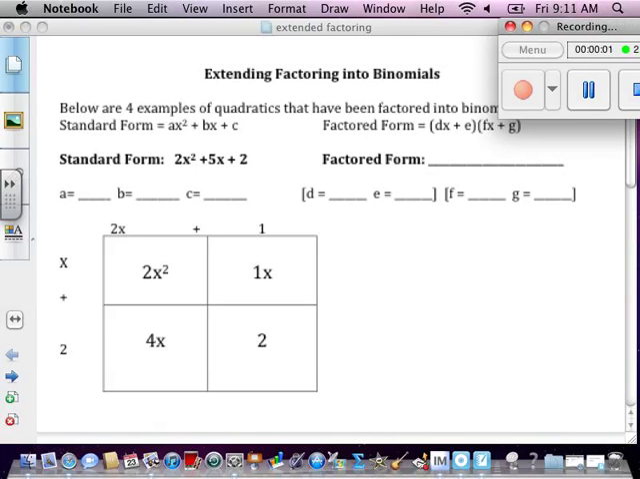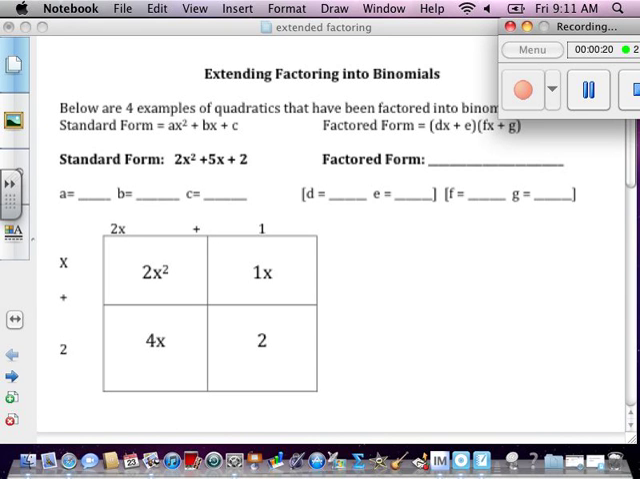Ladies and gentlemen, we're looking at extended factoring into binomials. Below are 4 examples of quadratics that have been factored into binomials. Standard form is ax squared plus bx plus c, and factored form is parentheses, dx plus e, and parentheses, fx plus g.